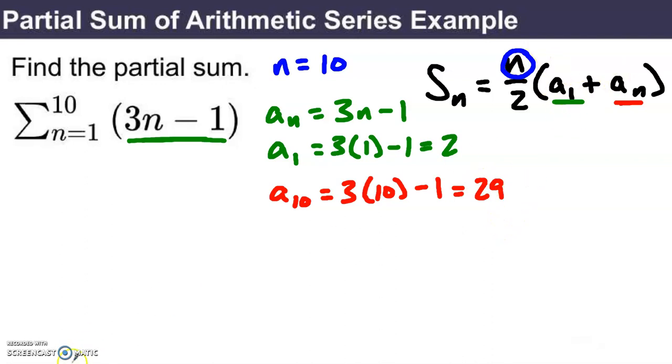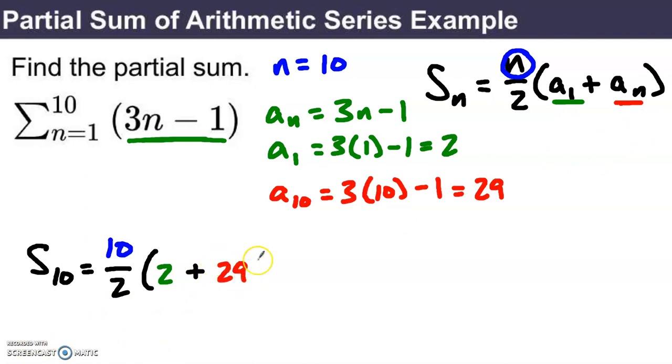So I've got the three things I need to use this formula now. The sum of the first 10 terms is 10 over 2, 10 is n, times a sub 1 was 2, plus a sub n, that 10th term is 29. So 10 divided by 2 is 5, and 2 plus 29 is 31. 31 times 5. How about 155?